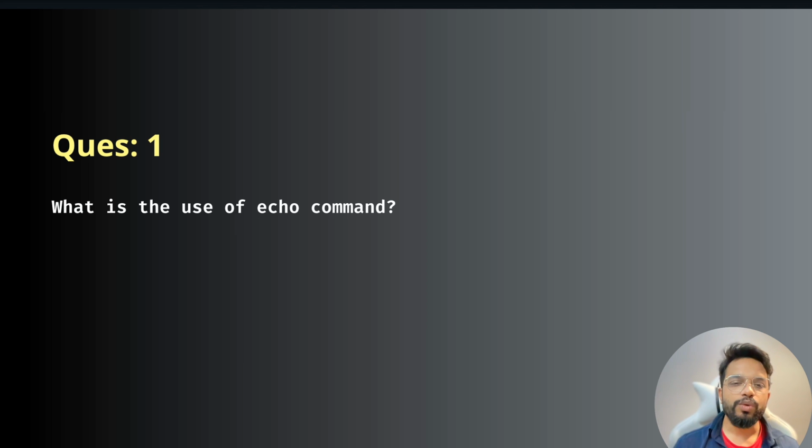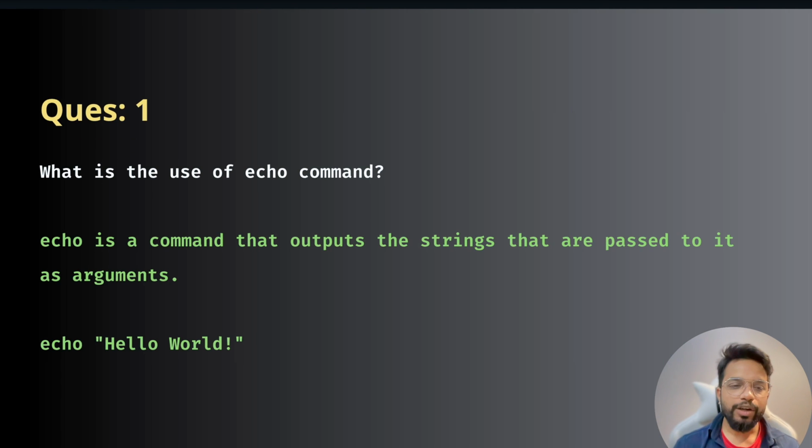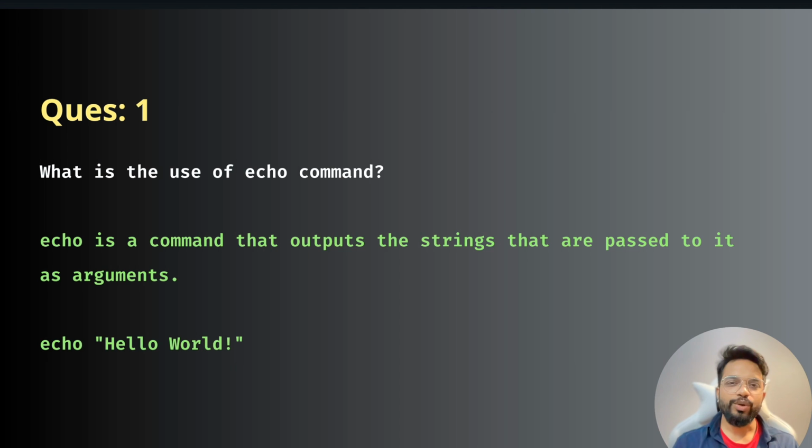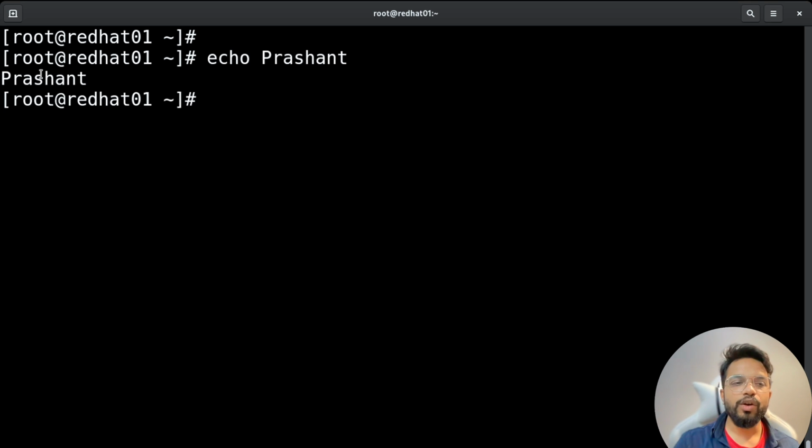So here's the first question. What is the use of echo command? So here's the answer. Echo is the command that outputs the strings that are passed to it as arguments. On the terminal, if you type echo and hello world or maybe any string, it will be printed on the screen. I can also show you this quickly on the screen. For example, this is a Linux terminal, and if you do echo and print anything, for example, if I write my name, it will be printed on the terminal.